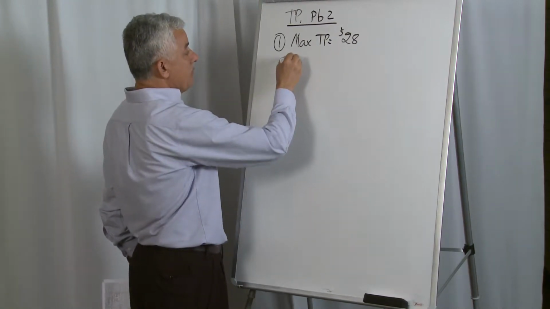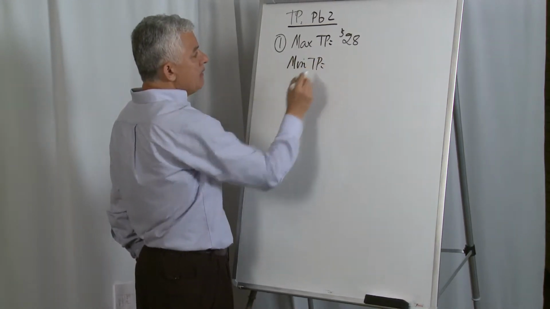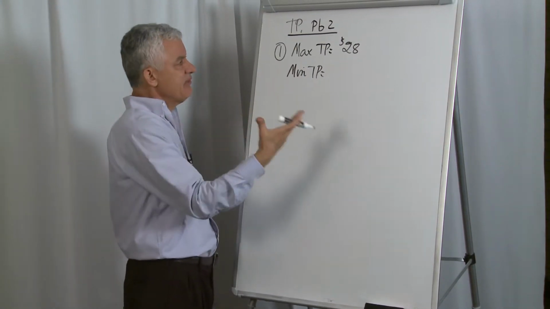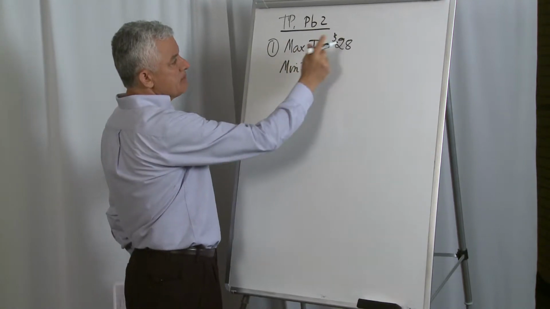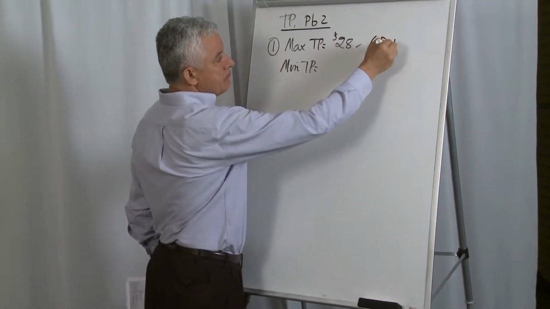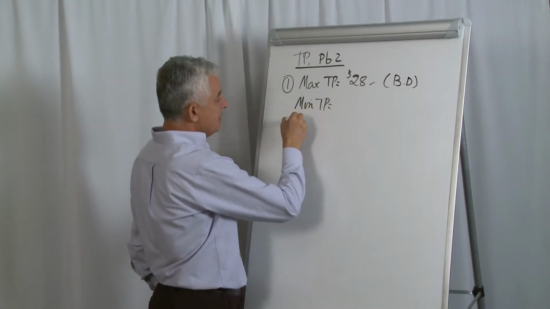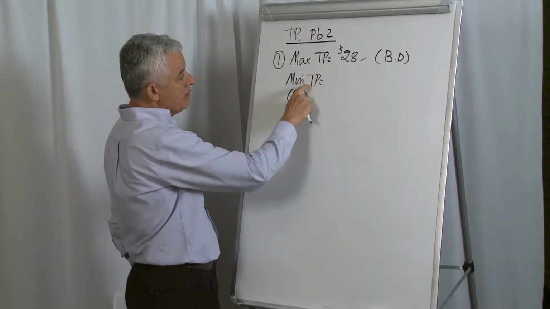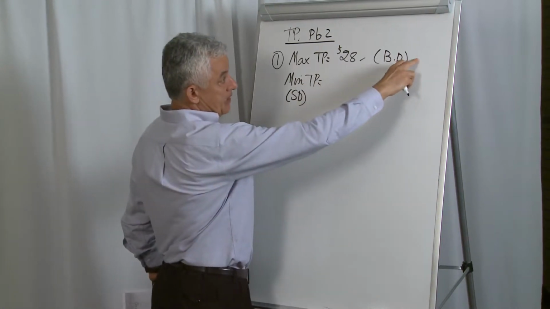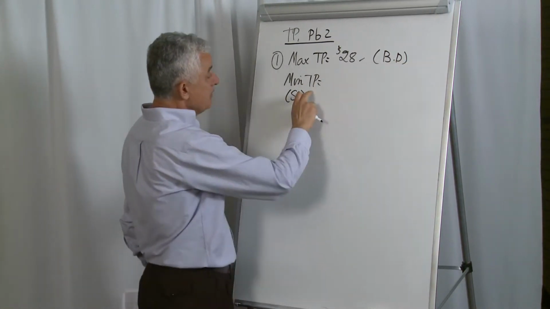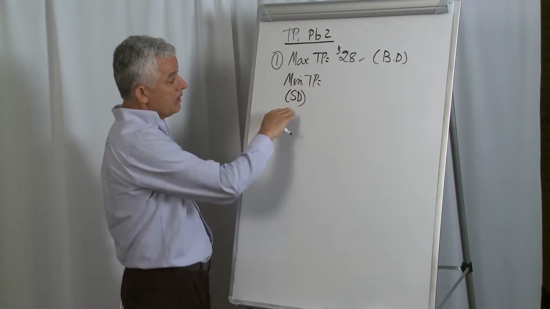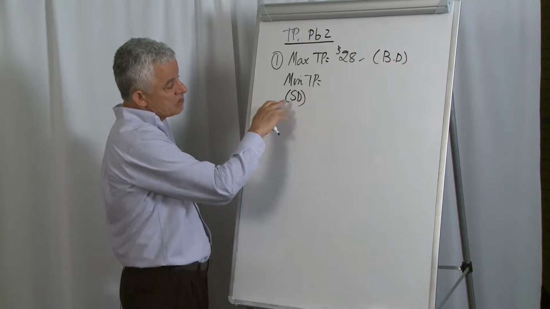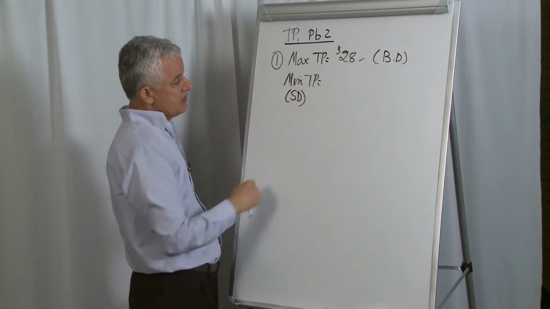What is the minimum transfer price? This is from the selling division perspective, while the maximum is from the buying division perspective. For the buying division, this is the maximum they will pay, the ceiling. For the minimum transfer price, that's the floor. That's the price below which the selling division would not accept to transact with its sister division.